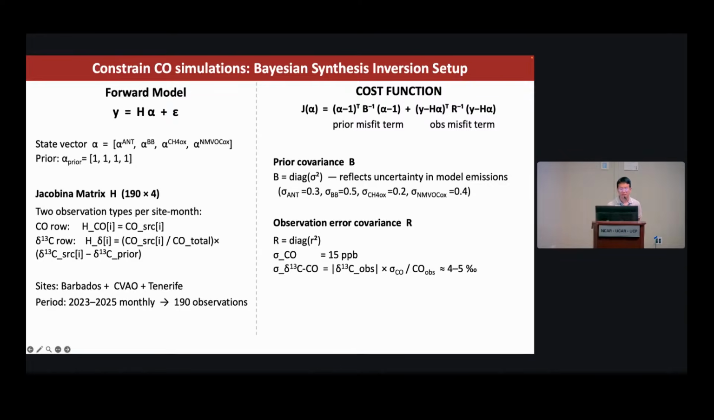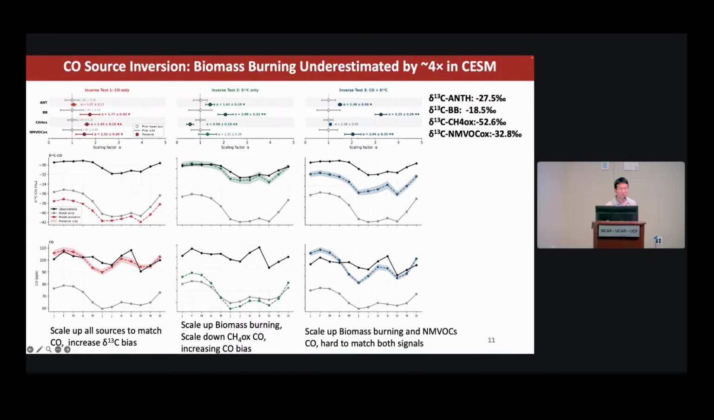Here I will show the results for the inverse we have now. So we did three inverse tests. One is only considering the CO concentration, because the model currently underestimates CO by around 30 ppb. Here the black line shows the observation, the gray line shows the prior model simulated results, and the colorful lines show the posterior. And we find in test 1, if we only consider the CO, the inverse will suggest we scale up all the sources. But with scaling up all the sources, it will make the isotopes worse. So it's not matching the isotope signals.